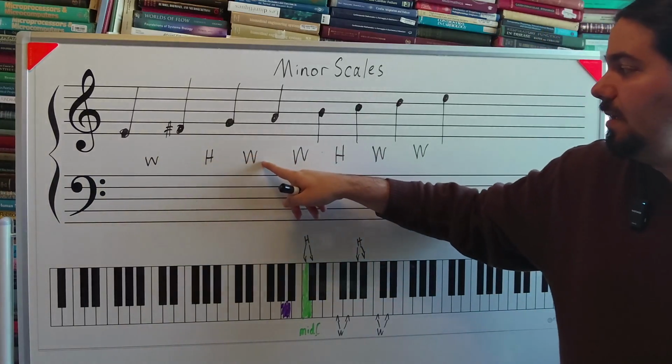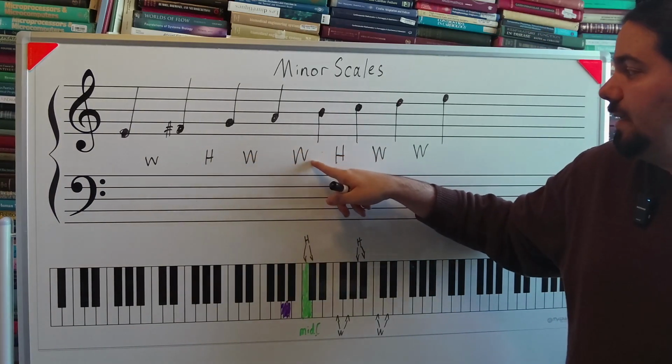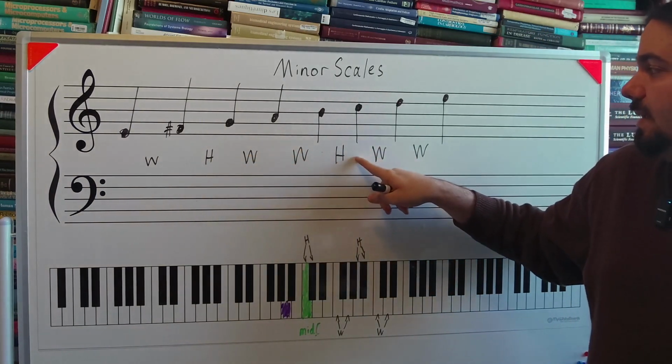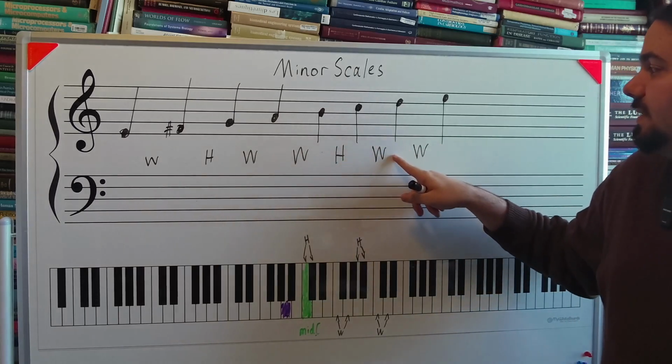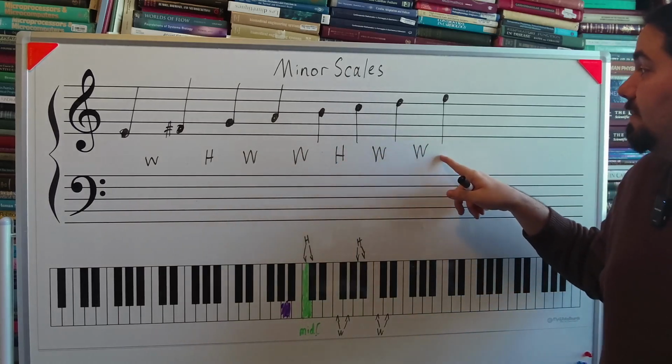Whole step up is A. Whole step up is B. Half step up is C. Whole step up is D. Whole step up is E.